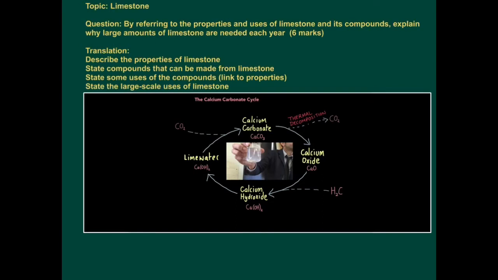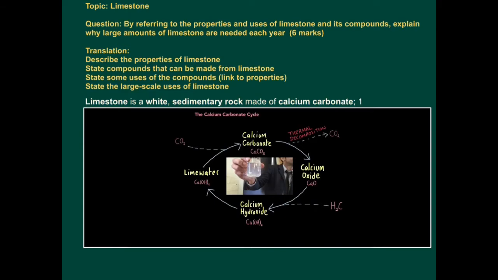What this question is asking you to do is describe the properties of limestone, state the compounds that can be made from limestone, so properties and uses of its compounds, state some of the uses of the compounds and link it to their specific properties, and state the large-scale uses of limestone. So this question can be broken down to a number of sub-questions, and attacking each of these will get you marks. So first let's look at the properties of limestone.